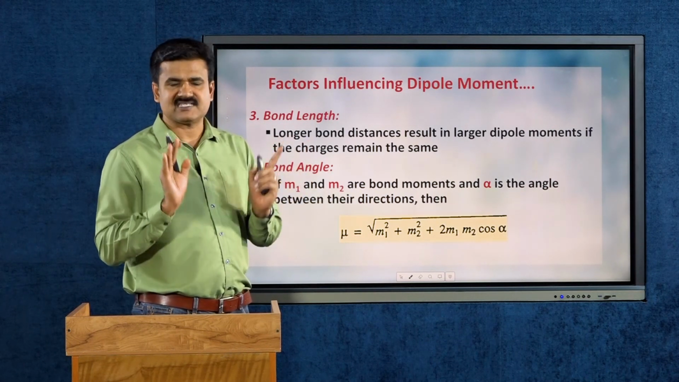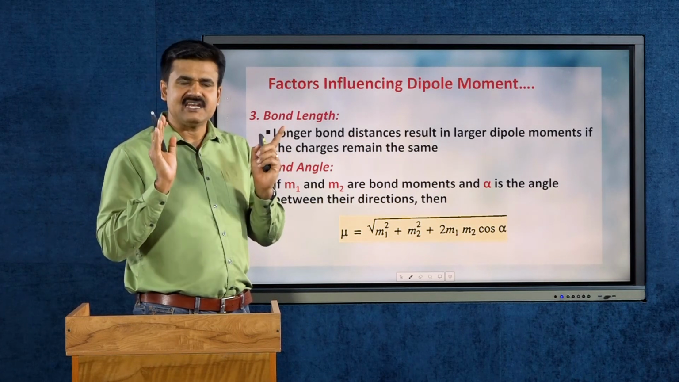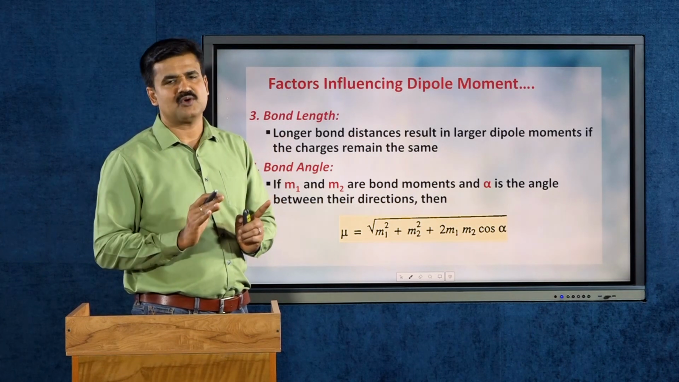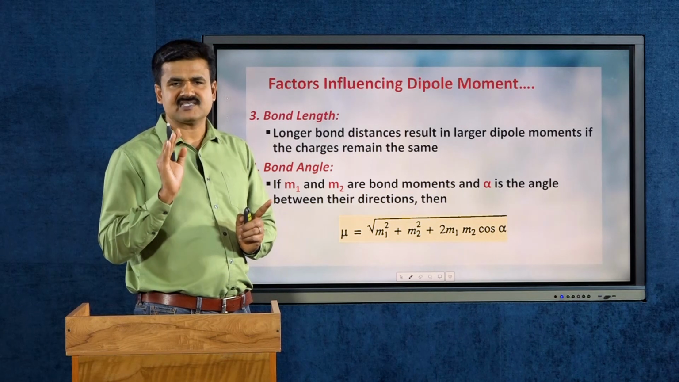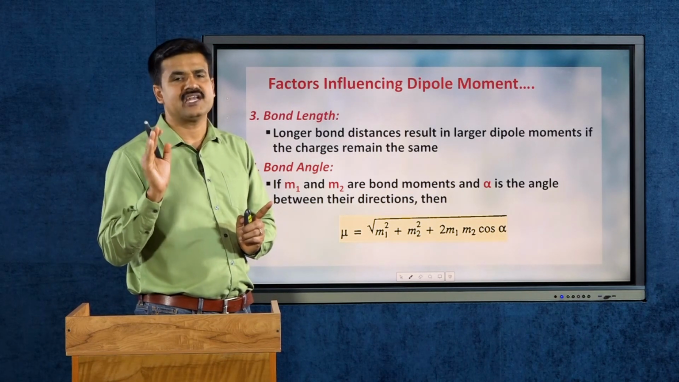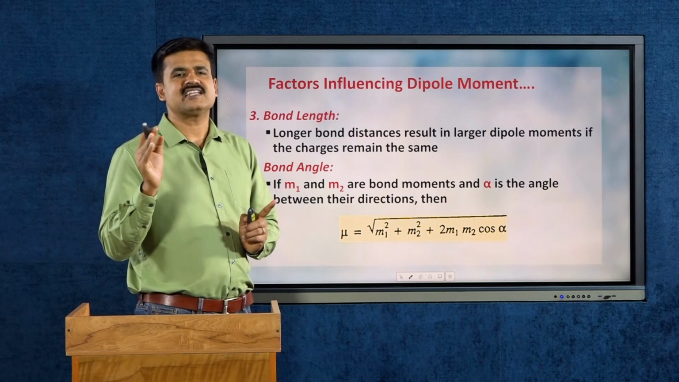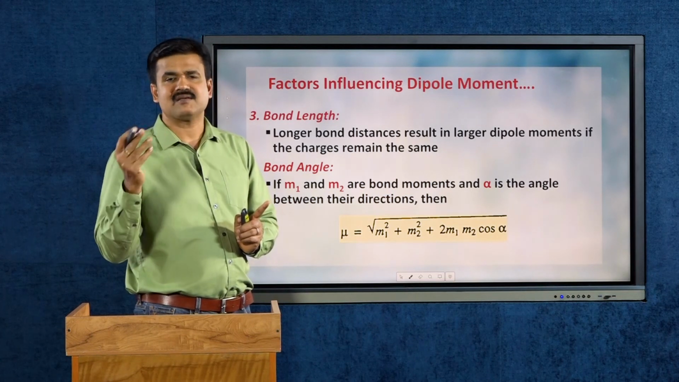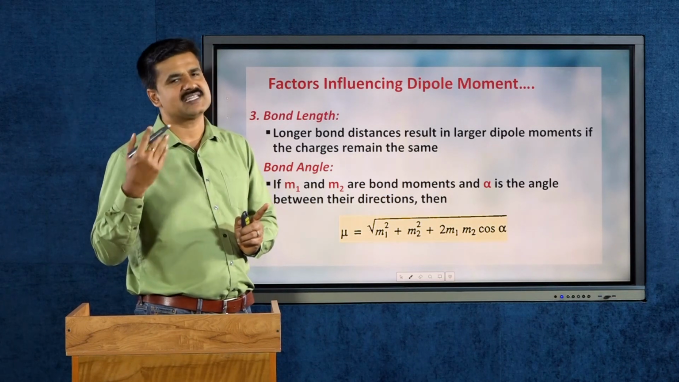So, this is the present situation. For example, in water molecule, there are two OH bonds and these two OH bonds have component dipole moments M1 and M2. Since both are hydrogen atoms, in the case of water molecule, M1 is the same as M2, that we can illustrate by some other examples.